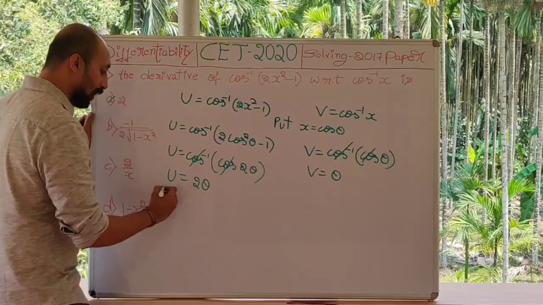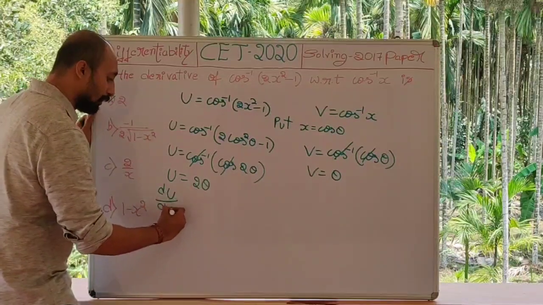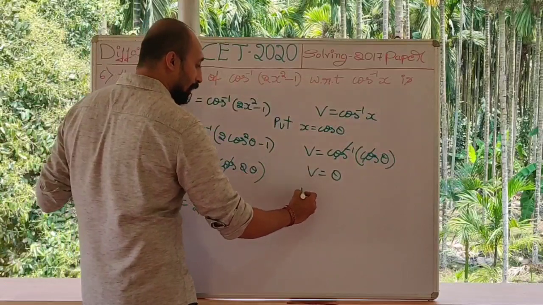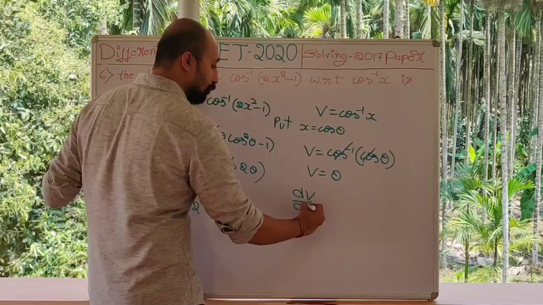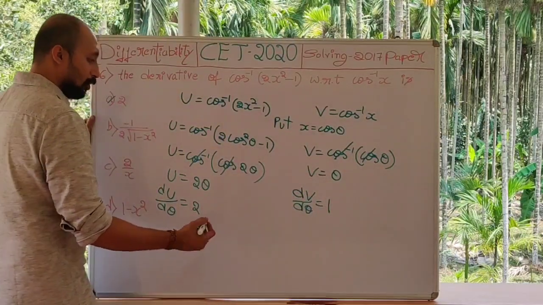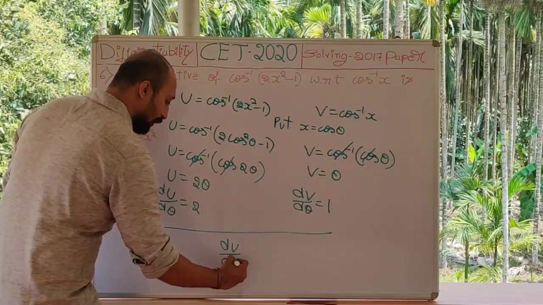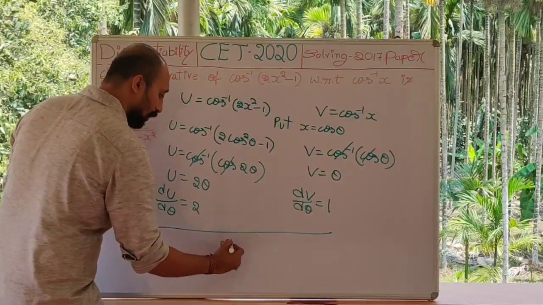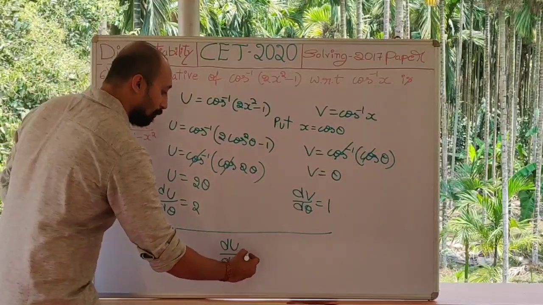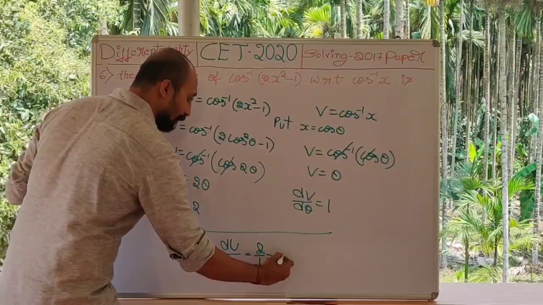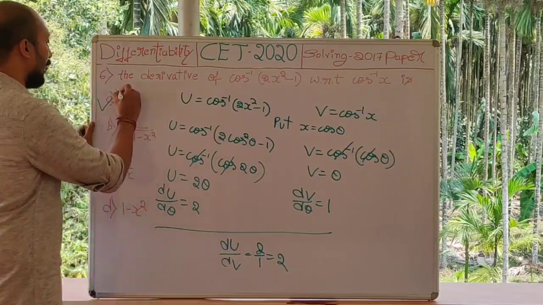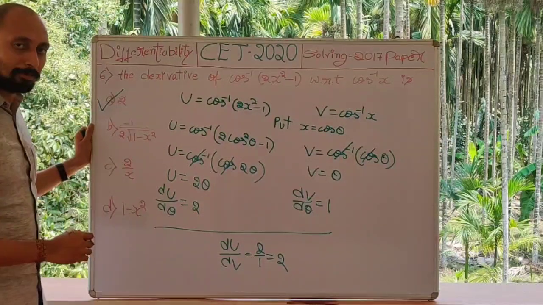Now when I differentiate u with respect to theta, this is 2 here. When I differentiate v with respect to theta, that is 1 here. So by these two, I can write du by dv. Du by dv is nothing but 2 divided by 1, that is 2. That is option A is your right answer.